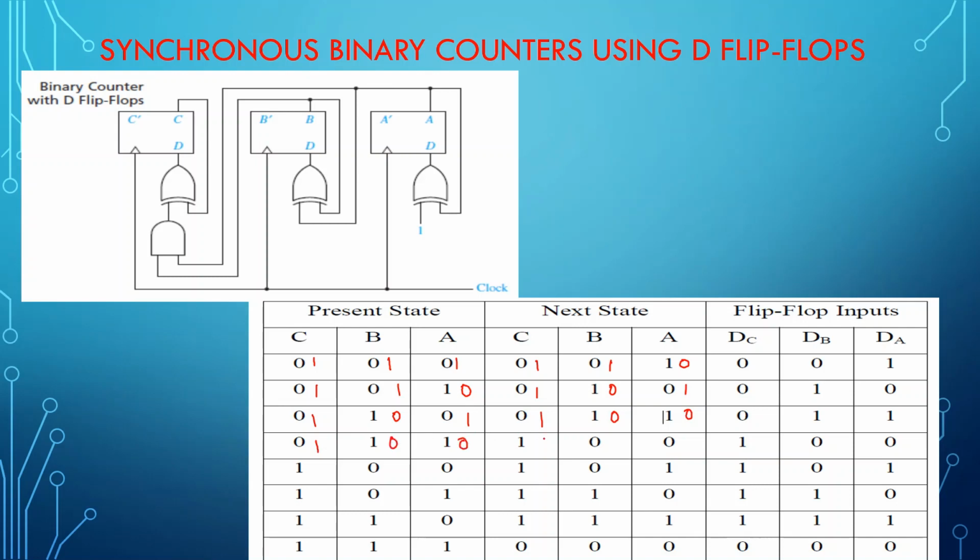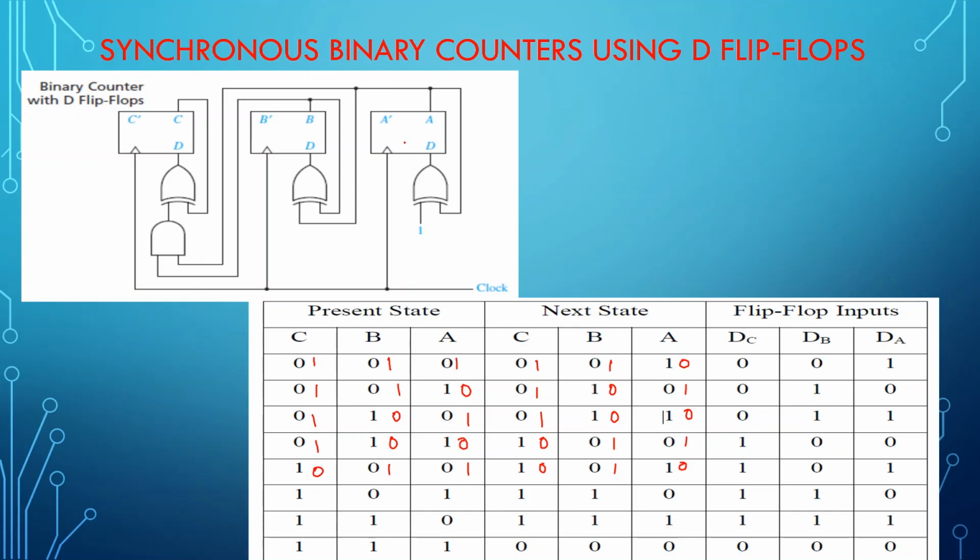After 1, 0, 0, the next down number is 0, 1, 1, and after 0, 1, 1, you write 0, 1, 0. This is how you write the table of present state, next state and flip-flop inputs for your down counter. You start from the higher number and go in a downward fashion. But the number of flip-flops you take remains the same whether it is an up counter or a down counter.